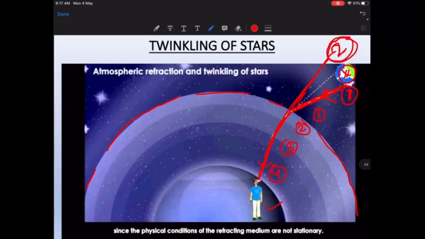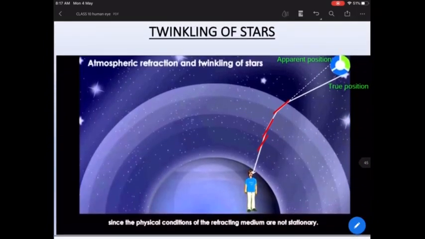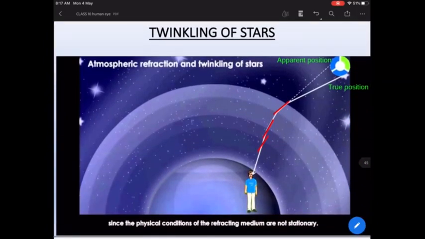So position number 1 becomes the true position of the star, where the star is physically placed, but position number 2 becomes the apparent position of the star, which is not the true position. So this is how the bending of any light which is coming from the higher levels of the atmosphere will take place. Let's also understand one more if you have not understood it. Again, I'm repeating it once again.